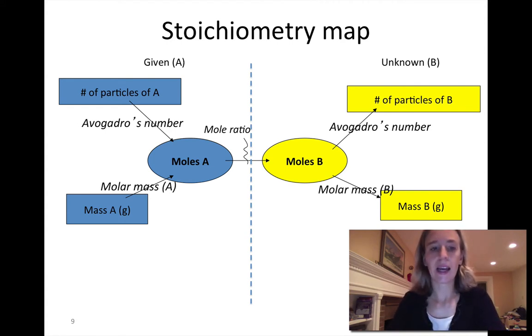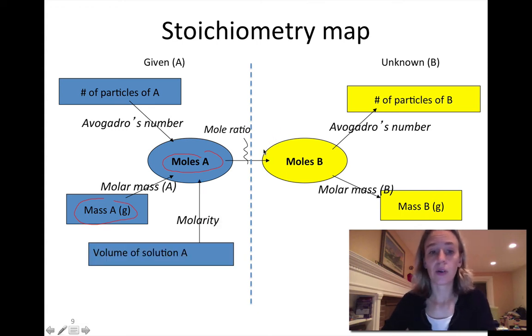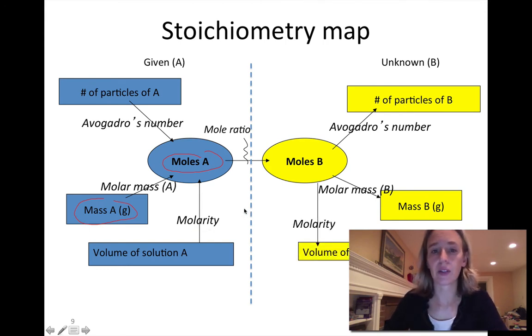Previously, we had the stoichiometry map where you can calculate moles from your mass using molar mass, and then use a mole ratio to compare any reactant or product in a balanced chemical equation. So we are just adding one more wrinkle onto this map, and that is that we can also calculate moles, as we just did, from the volume of a solution if we know the molarity. And so we can use molarity like a conversion factor, and we can do the same on the unknown side of the stoichiometry map.